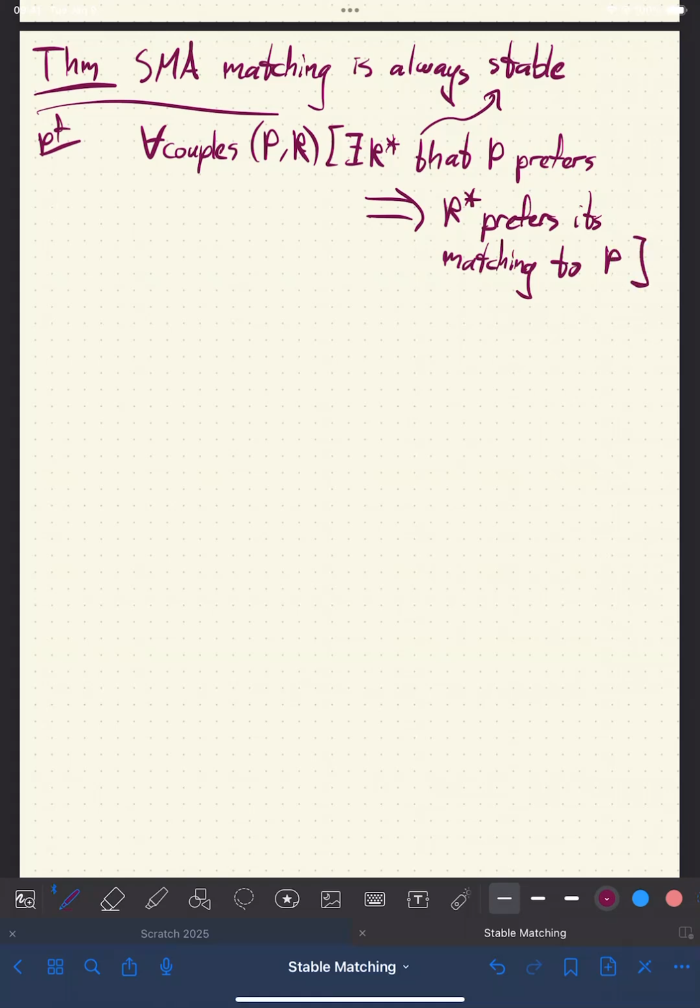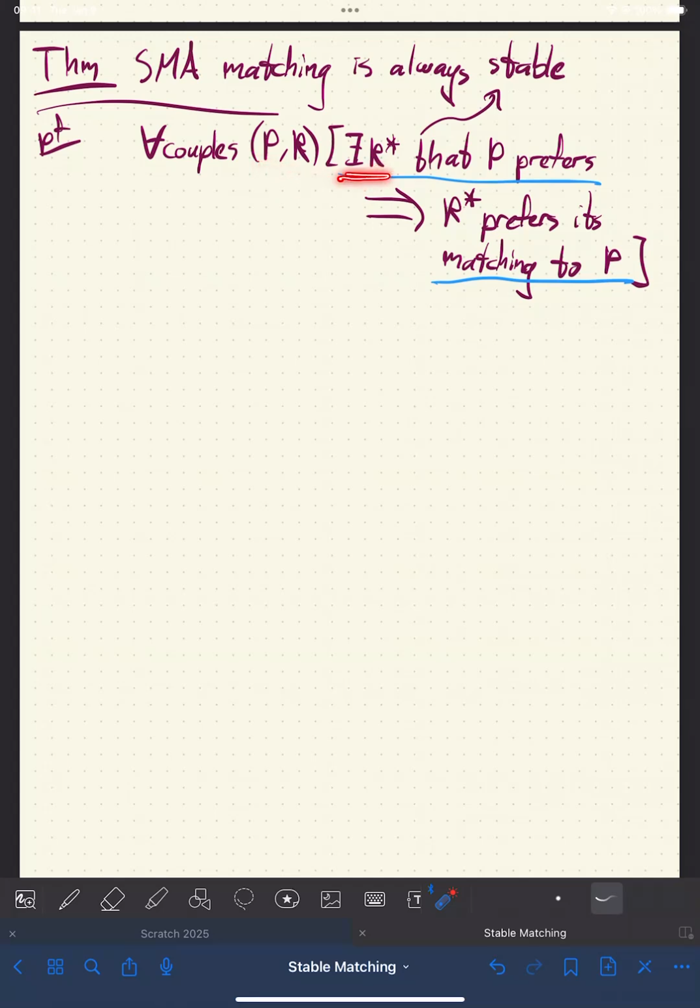That's the implication. Here's P implies Q, right? And why is this? Because this is just saying that it's not a rogue couple, right? That if P prefers R star, P and R star don't form a rogue couple. If R star preferred P right back, that would be instability because P and R star would then form a rogue couple and R would flock to P and P would flock to R.